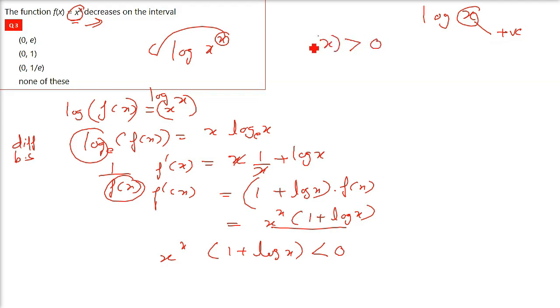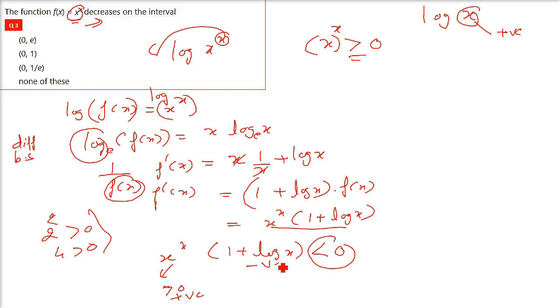Now when x is greater than 0, anything of the same power, I'll just give an example. If 2 is greater than 0, 2 raised 2 will also be greater than 0. That is 4 will be greater than 0. That is, any number raised to that number only is going to be greater than 0 when that number is greater than 0. So the first term is greater than 0, that is positive. Now in order to make both terms multiplied less than 0, the second term has to be negative. That is the whole logic.